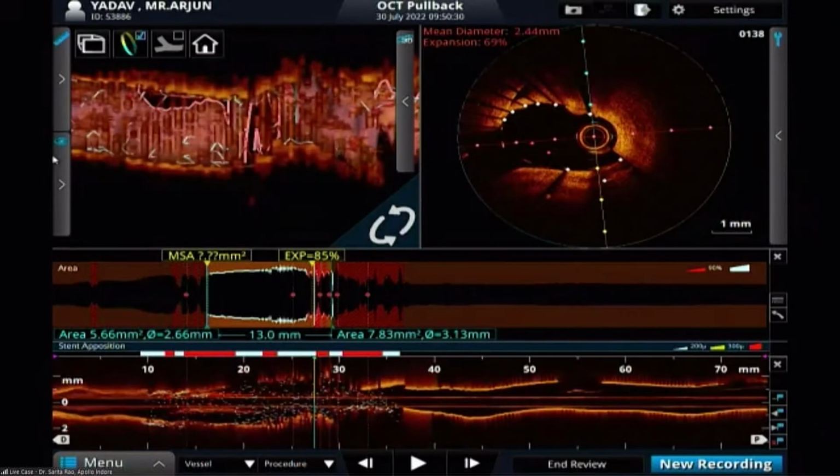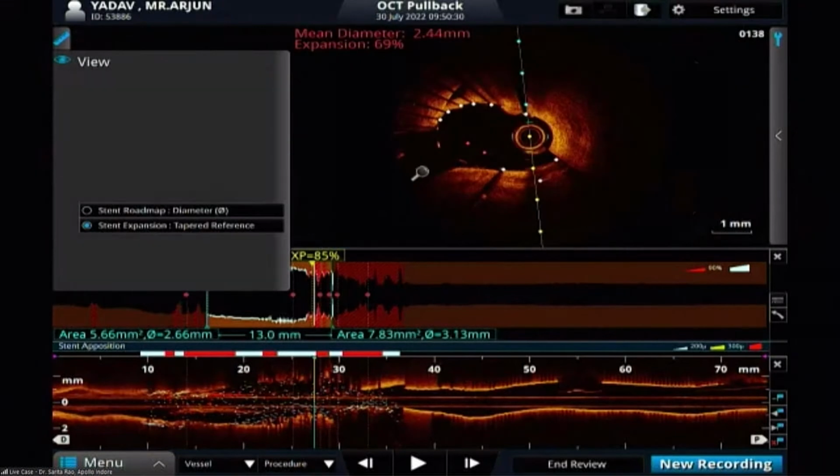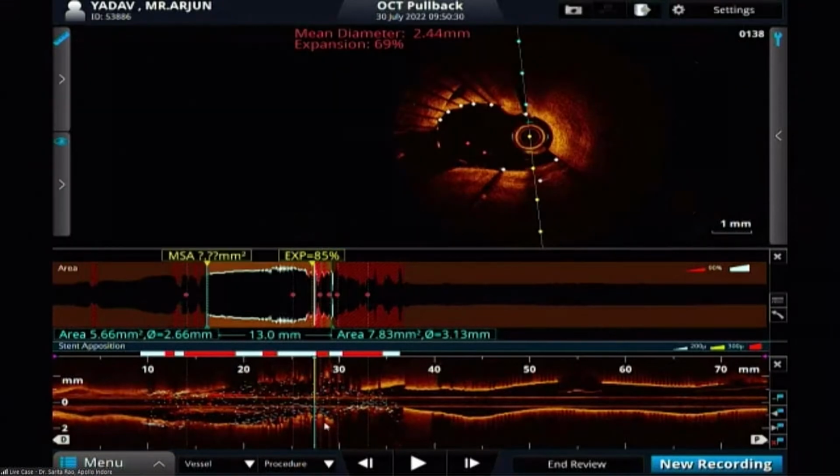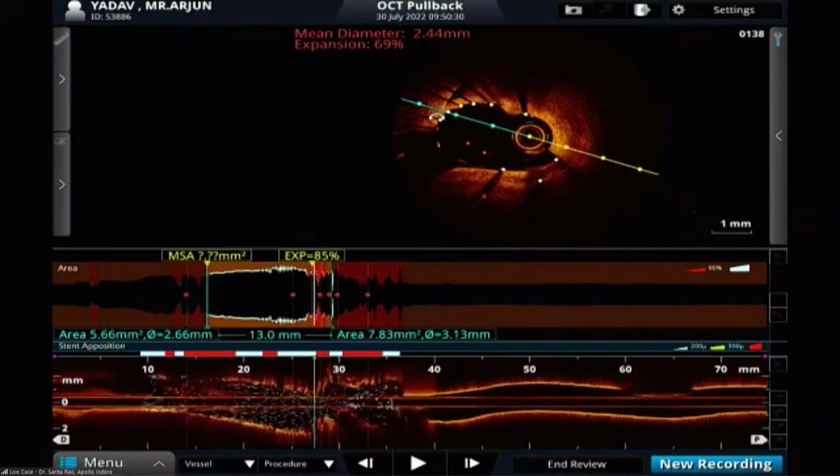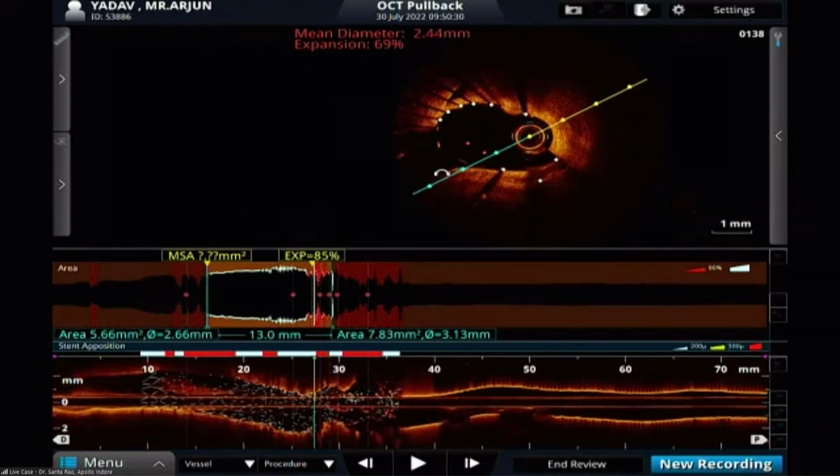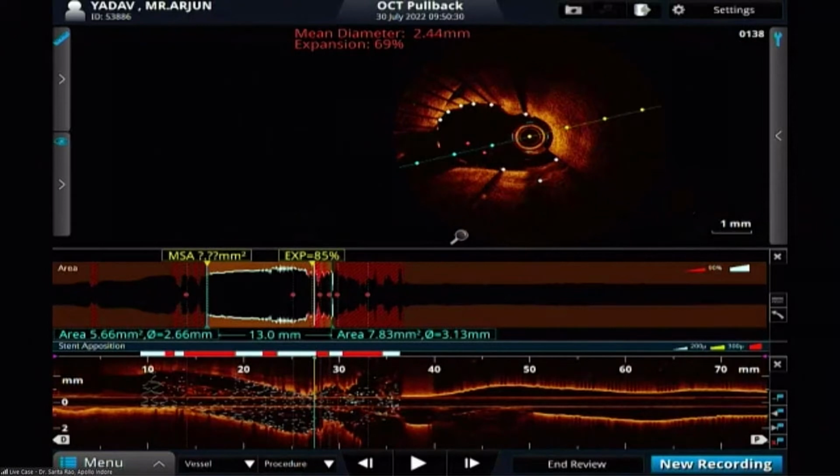So this is OCT from the circumflex back? No, from the LAD. LAD back, okay. That is the ostium of the circumflex. It seemed to be okay. Now at this point, next please. No, minus please. Minus.